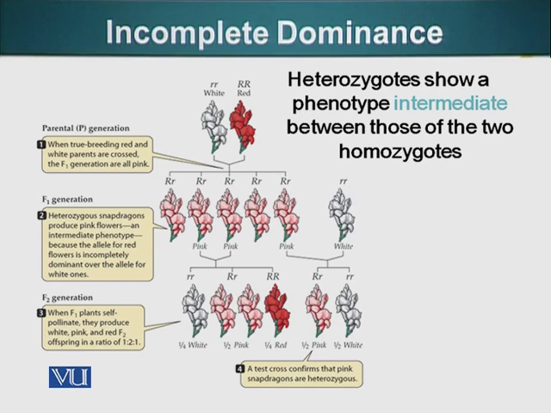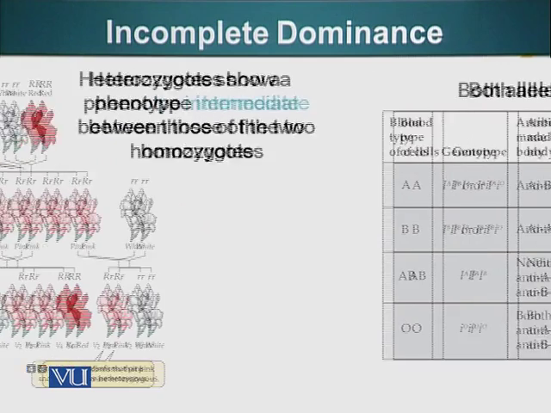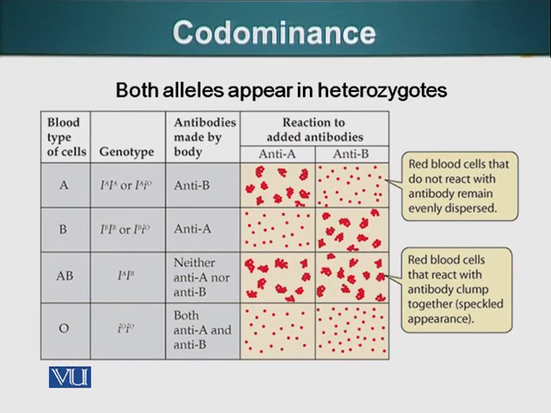Now let's look at another mode in which genetic information is passed from one generation to the next. Next, I would like to give you an example of codominance, in which both genes are dominant and they are fully expressed. The classic example of codominance is blood groups.